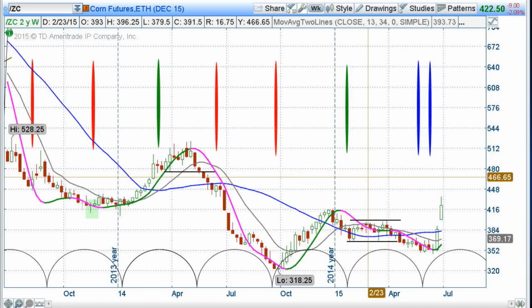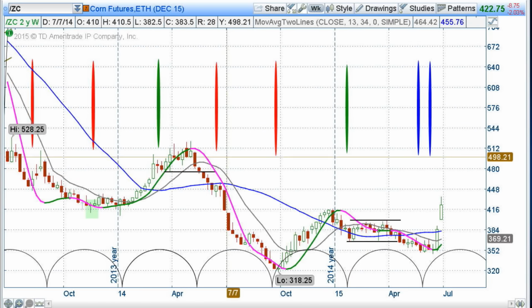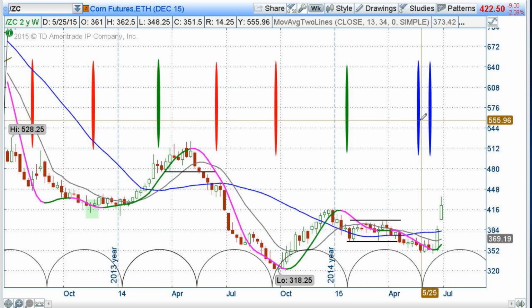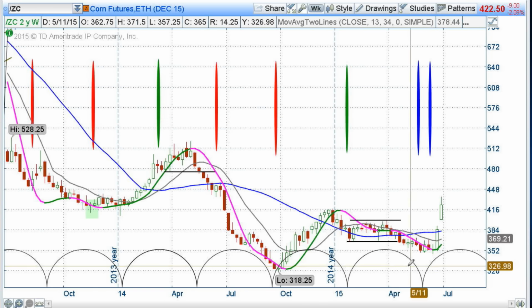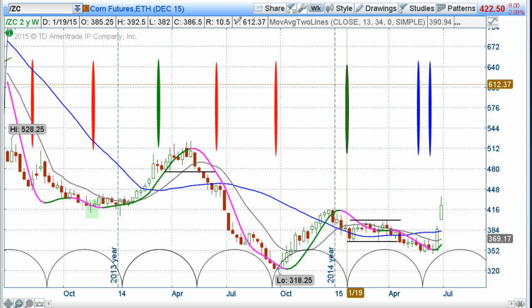Take a look at these phenomenal moves in here. Here is where we expected the low to come. Those blue timing spikes there said that is the timing for the important low. Man, did that come right on time. Look at this upside move in the corn market.